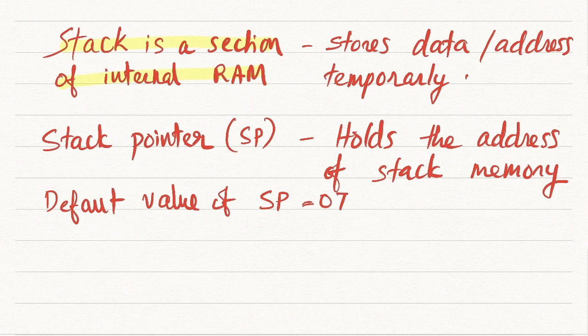Stack stores the data or address temporarily. There is a special function register called a stack pointer. The stack pointer is used to hold the address of the stack memory, and the reset value or the default value of the stack pointer is 07.